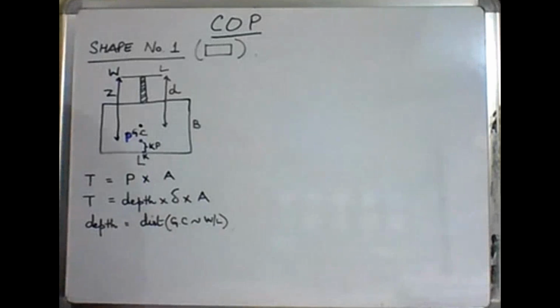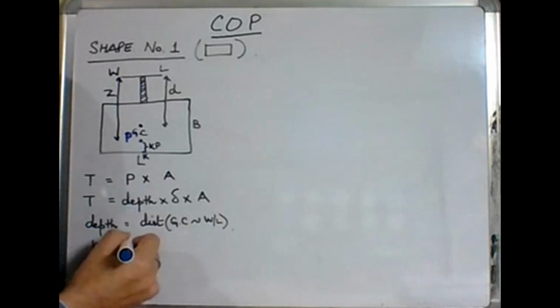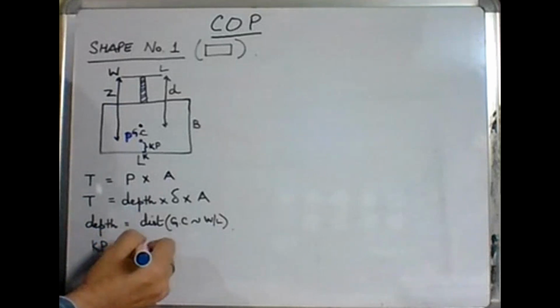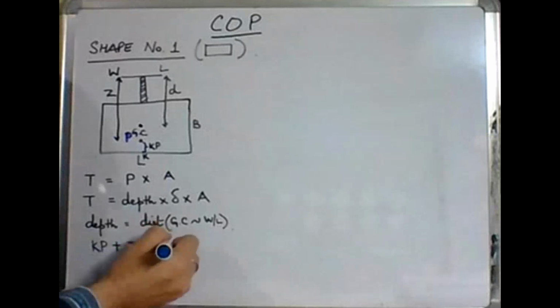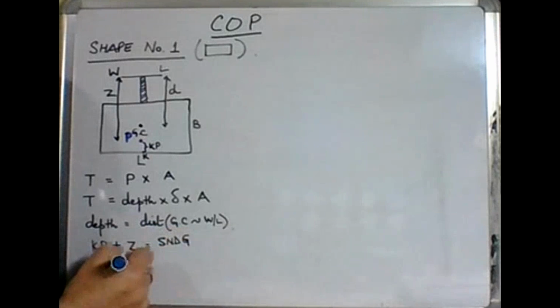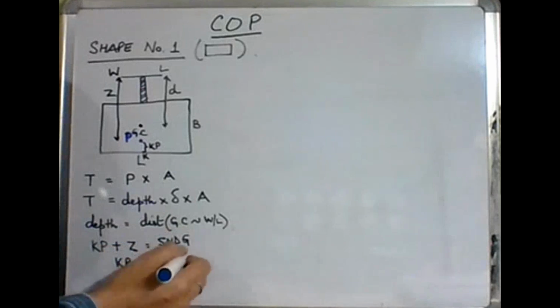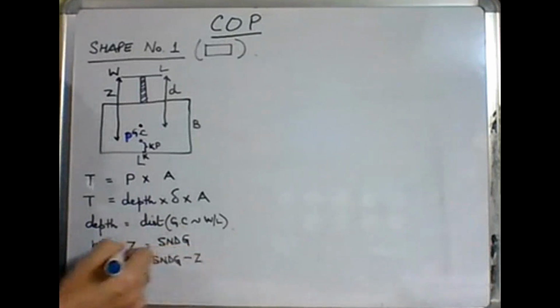So therefore, Kp plus Z is equal to sounding, and therefore Kp is equal to sounding minus Z. Are you with me on this? Yes, sir.